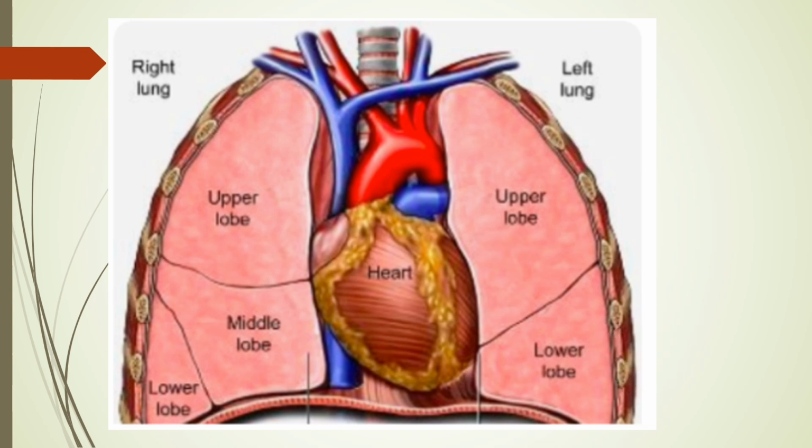Why is the left lung smaller than the right lung? The left lung is smaller because two-thirds of the heart is located on the left side. So the left lung is smaller because of the space occupied by the heart. The approximate weight of the left lung is 650 gram and the right lung is 700 gram. So the right lung is bigger than the left.